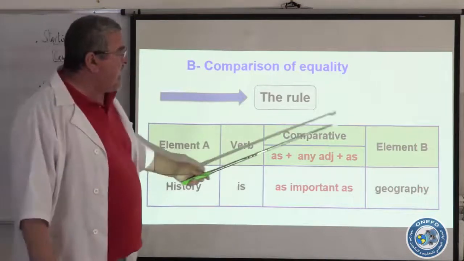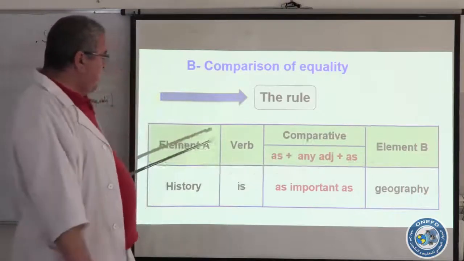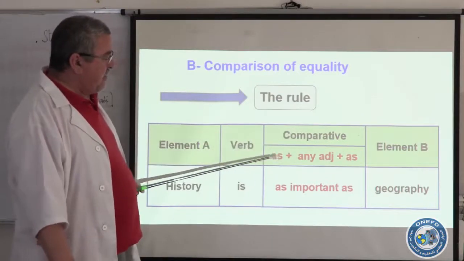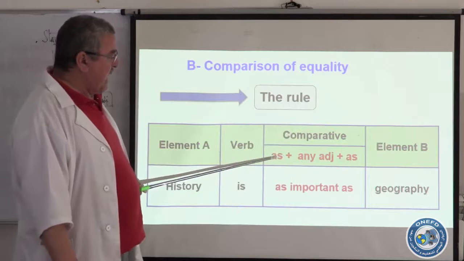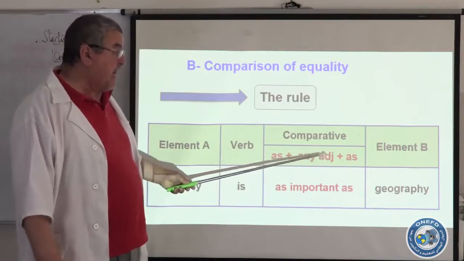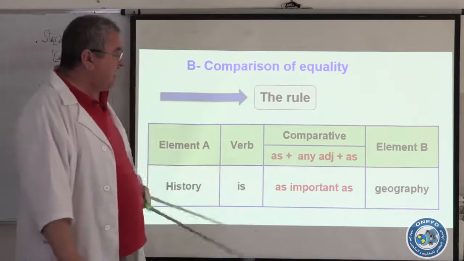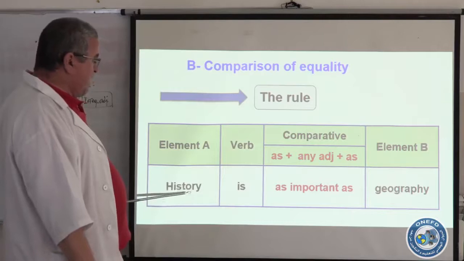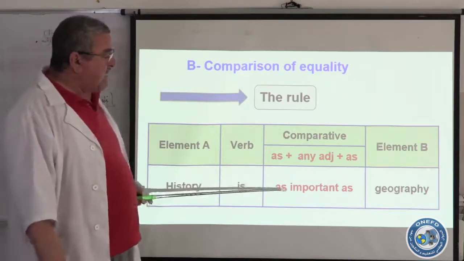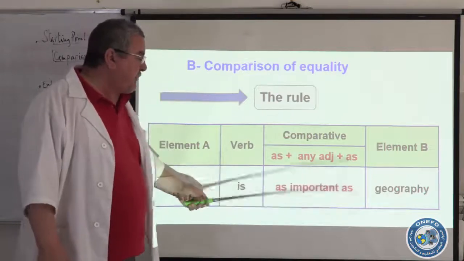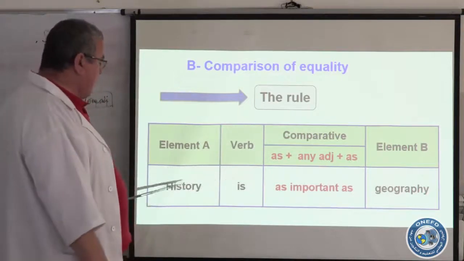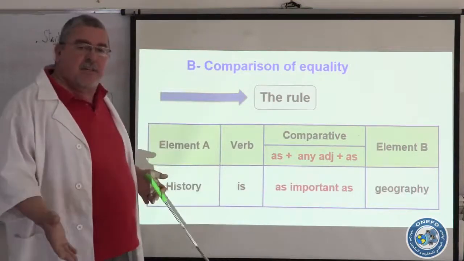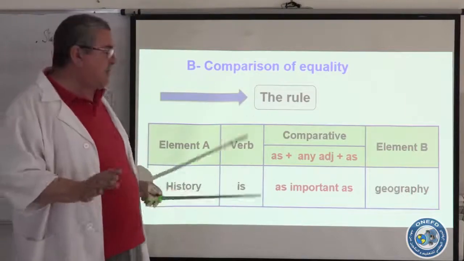Element A and element B. So element A, verb, the comparative here, which is as plus any adjective again, as element B. It can be a short adjective or a long adjective. We have an example here. History is as important as geography. So the elements of comparison are history and geography. Their importance is the same. History is as important as geography.